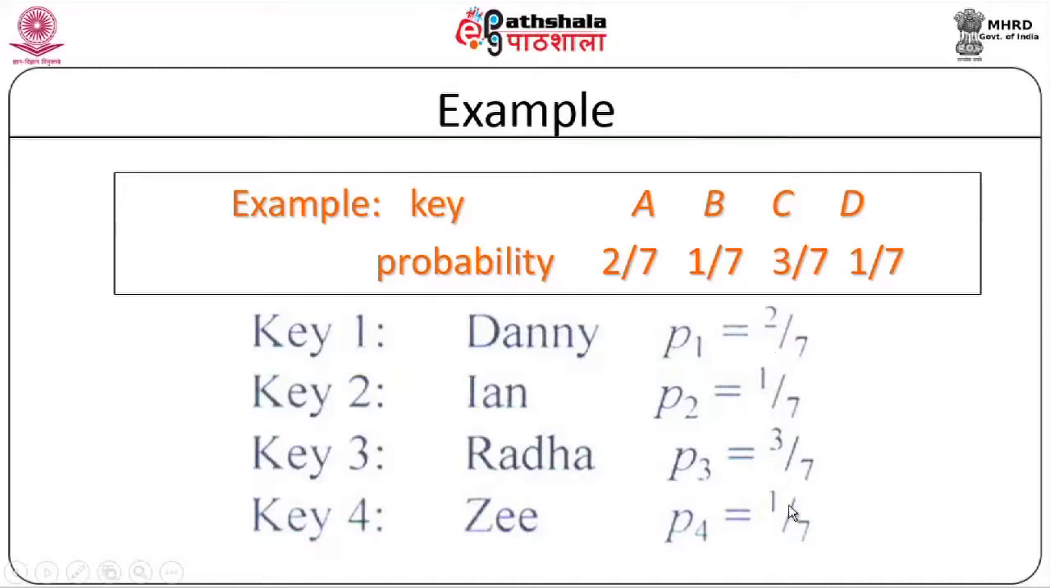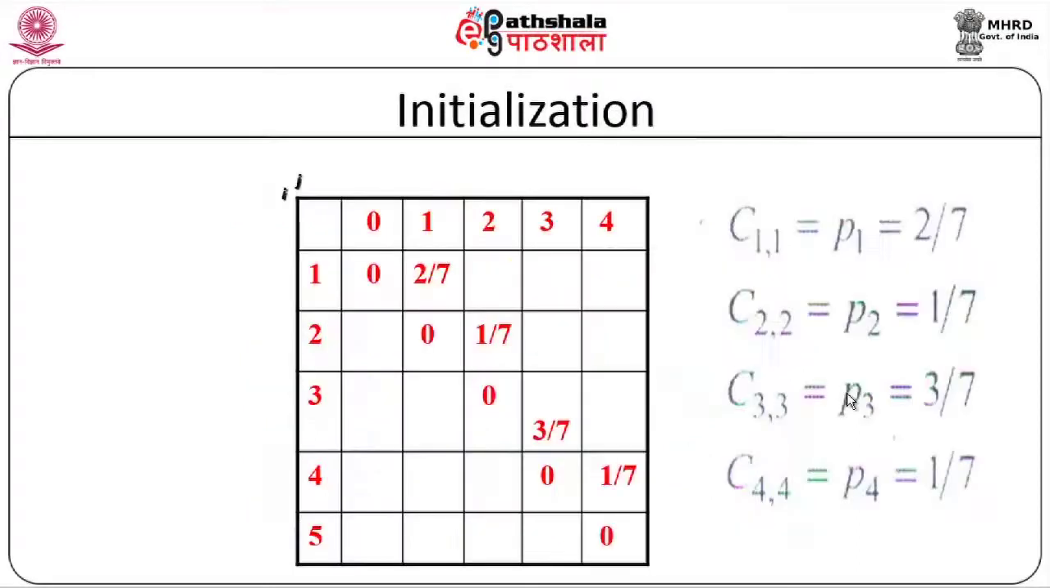So, the question is very simple. Given these 4 keys, how do we construct the optimal BST for this particular problem? As I said earlier, the brute force method is not possible, because it requires finding out all possible combinations, which is going to be very tough. So, let us try to apply the dynamic programming concept.